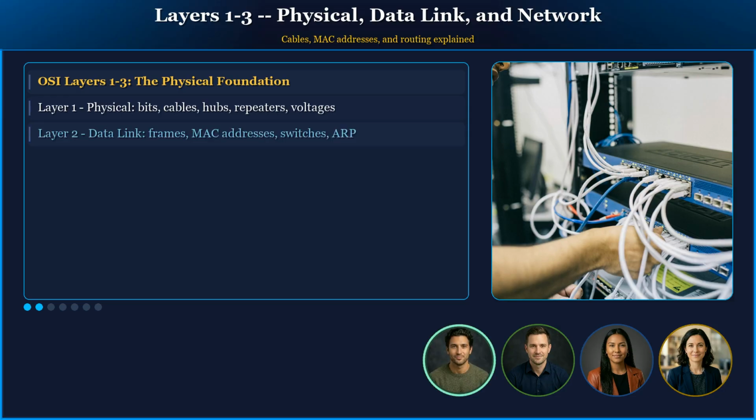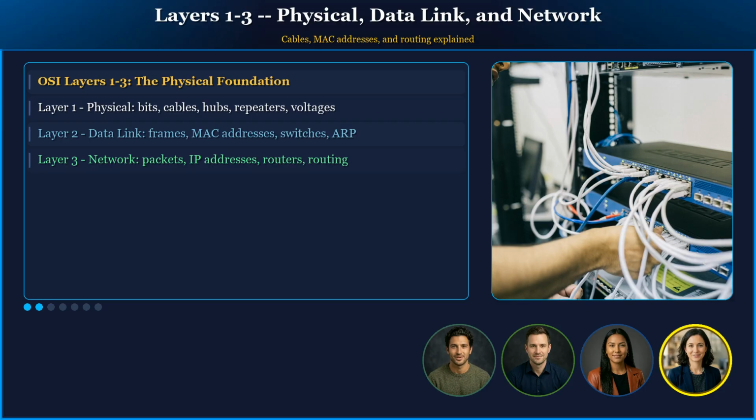Layer 2 is an attack-rich environment, Michael. MAC flooding overwhelms a switch's address table, forcing it into hub mode where all traffic floods every port. ARP poisoning maps a legitimate IP address to an attacker's MAC, enabling man in the middle access at the data link level.